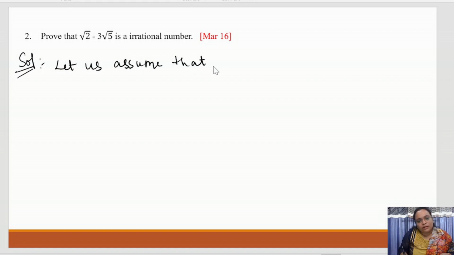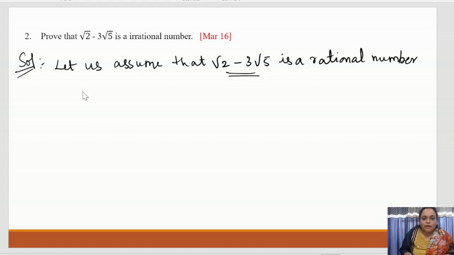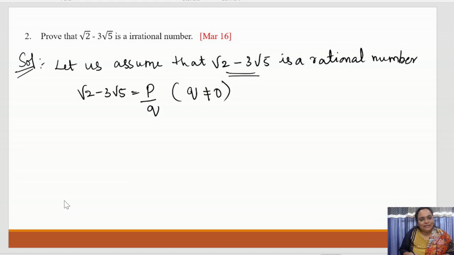Let us assume that root 2 minus 3 root 5 is a rational number. If this is a rational number, root 2 minus 3 root 5 should be in the form of p by q, where q is not equal to 0. Now let us send any one of the roots to RHS. Let us keep root 2 in the LHS and send minus 3 root 5 to RHS. So root 2 is equal to p by q plus 3 root 5.